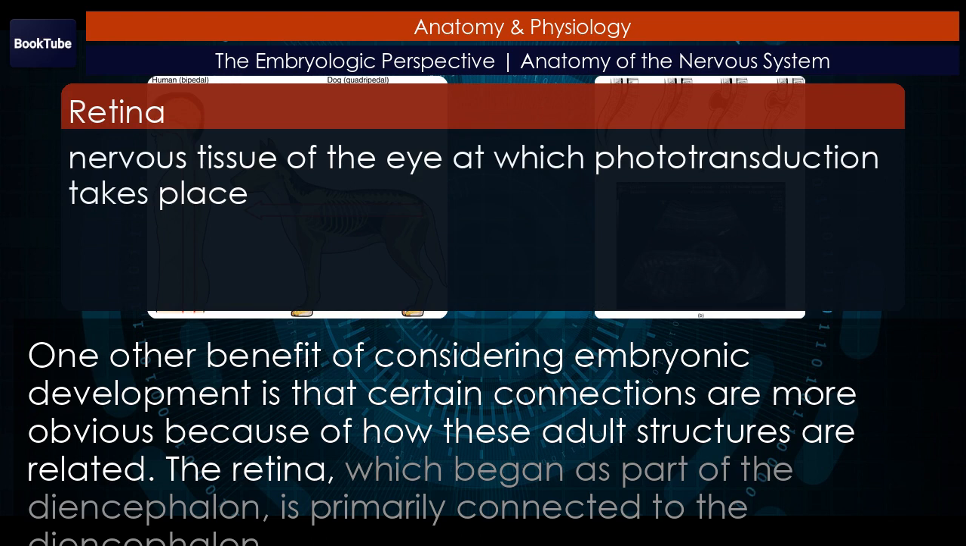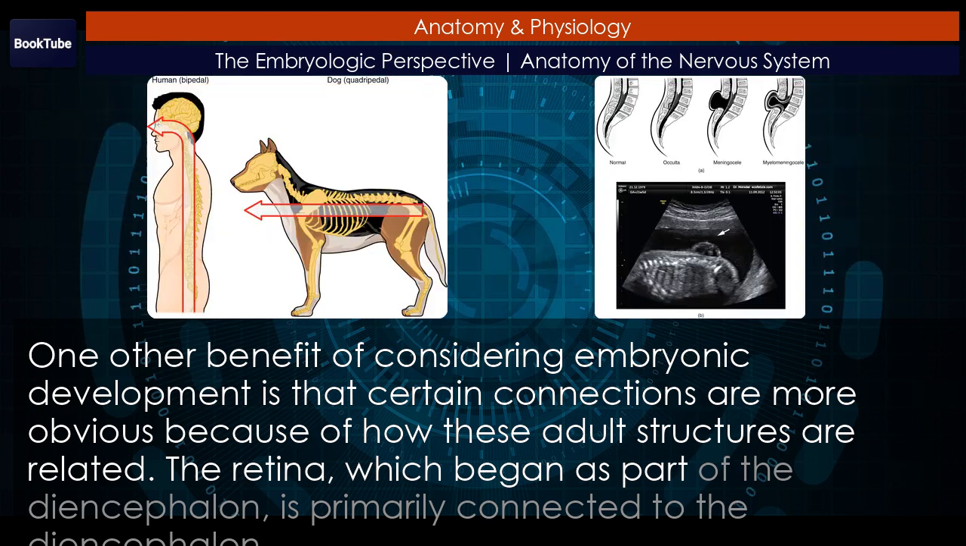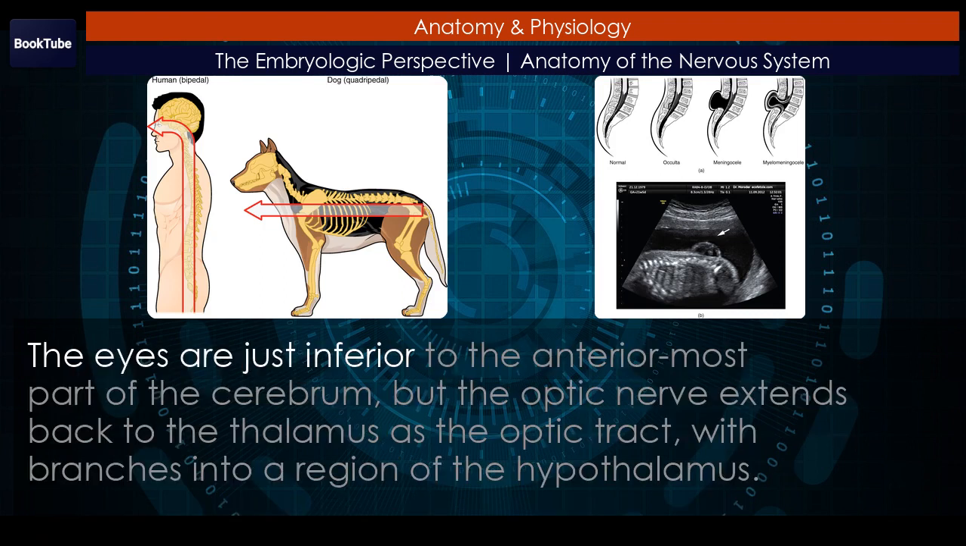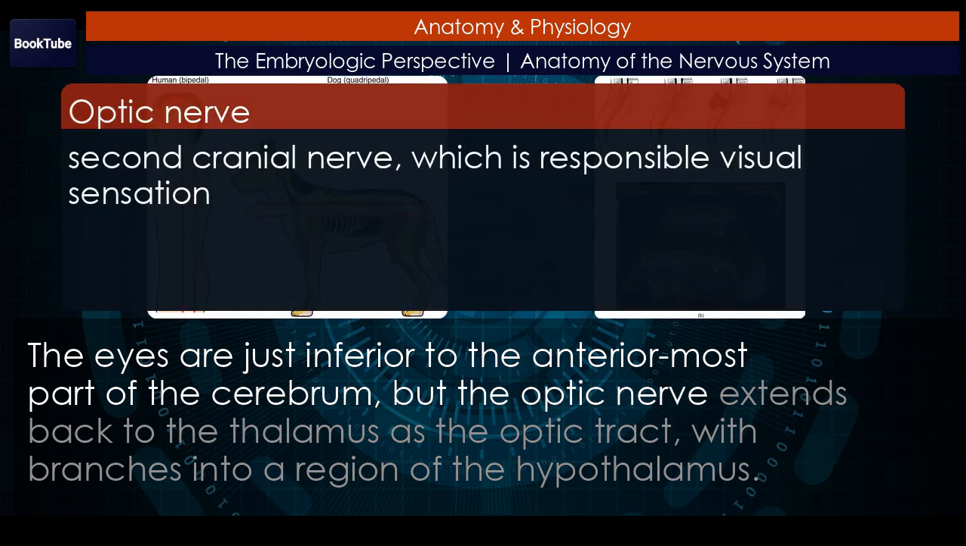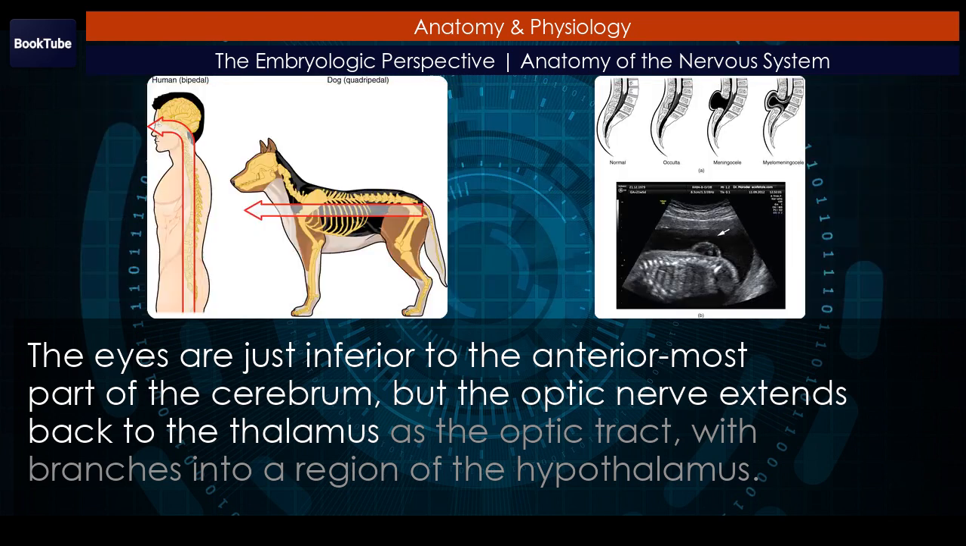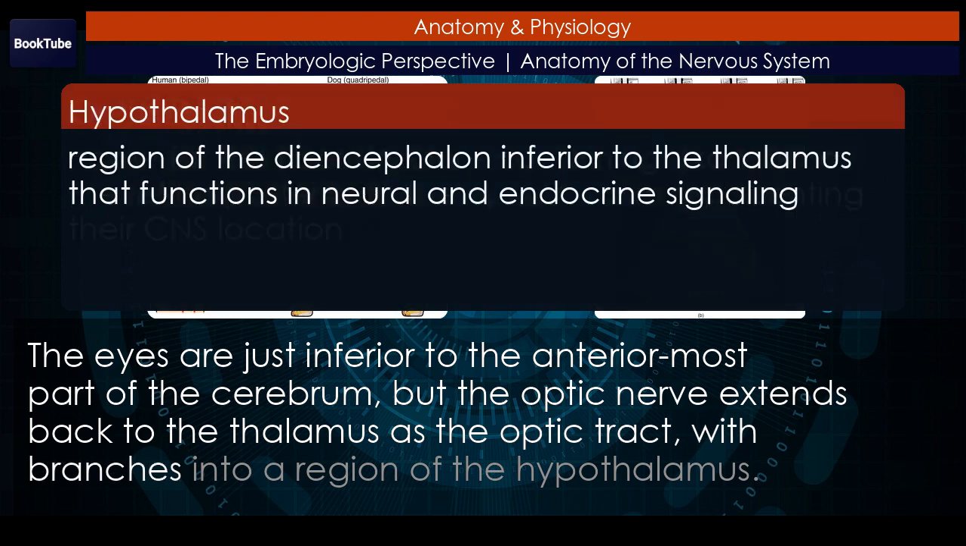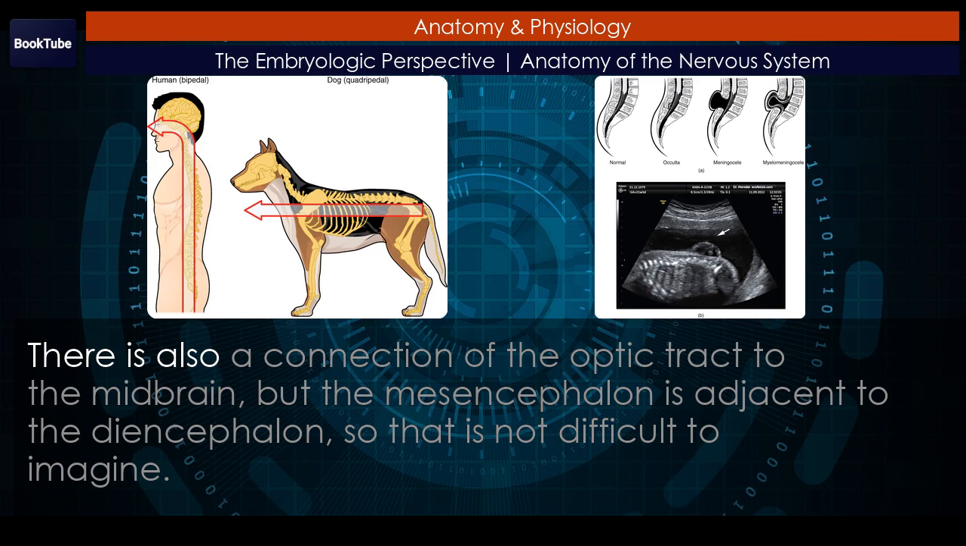The retina, which began as part of the diencephalon, is primarily connected to the diencephalon. The eyes are just inferior to the anterior-most part of the cerebrum, but the optic nerve extends back to the thalamus as the optic tract, with branches into a region of the hypothalamus. There is also a connection of the optic tract to the midbrain, but the mesencephalon is adjacent to the diencephalon, so that is not difficult to imagine.